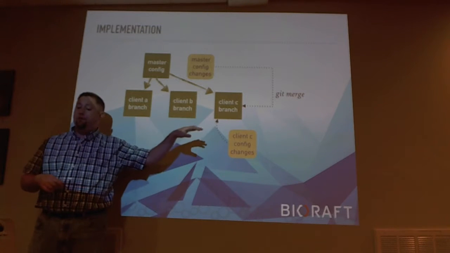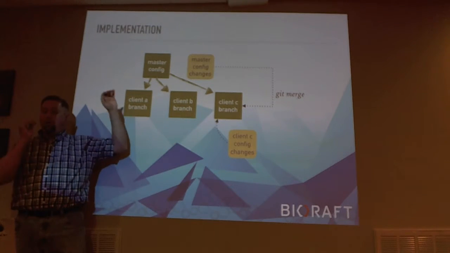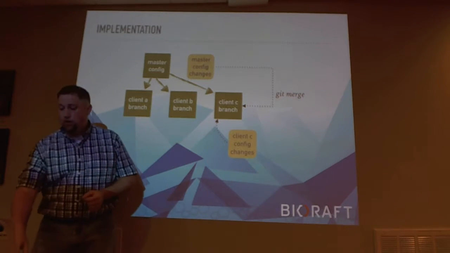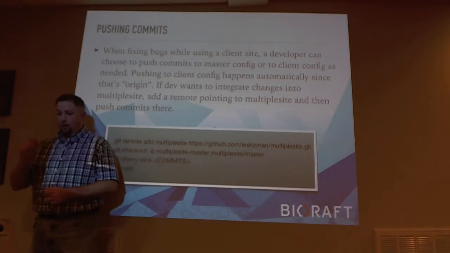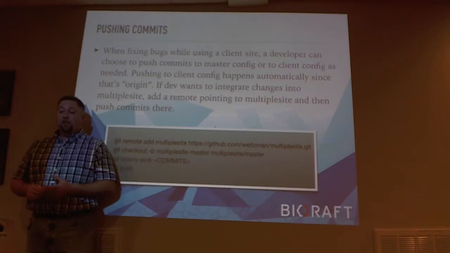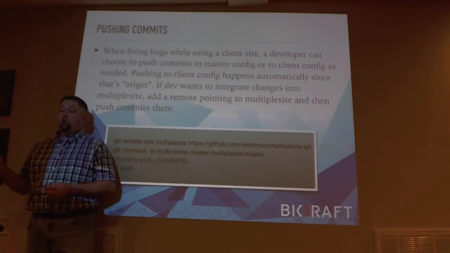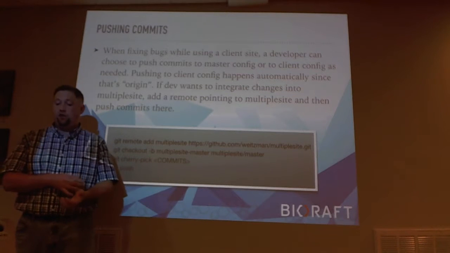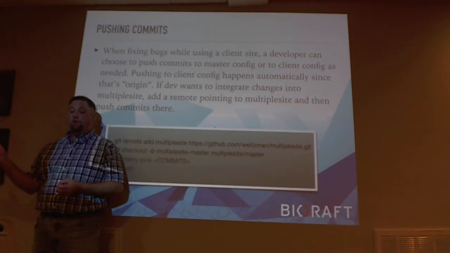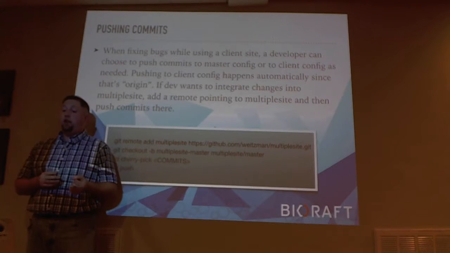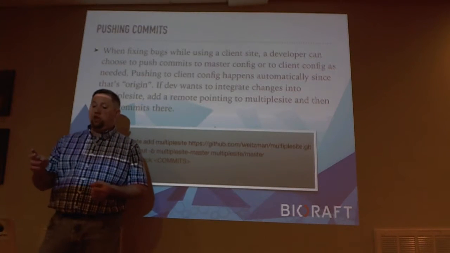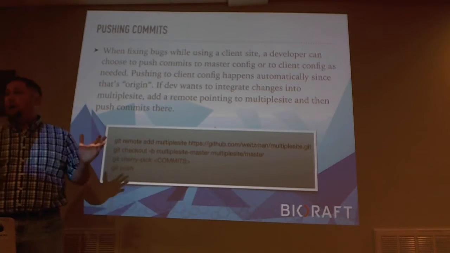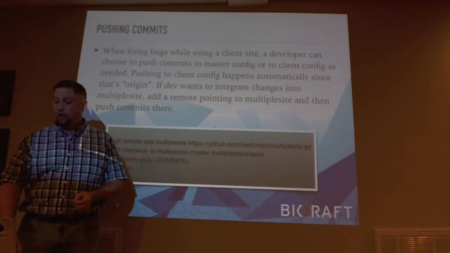And then when the master configuration has a change, you need to pull that out. Then we merge from the master using a tag into each client branch, so now everybody gets those changes. When fixing bugs using a client site, a developer can choose to push commits directly into the master config or to a client config, depending on the nature of the fix. If you push to a client config, you can do that automatically depending on how you set the origin. You can integrate changes into multiple origins and just do a git push directly in. Again, that's an easier way to work with all this.